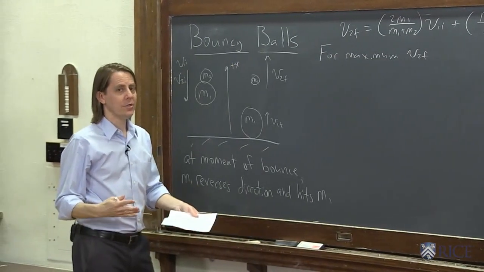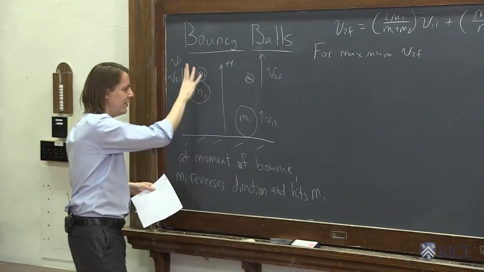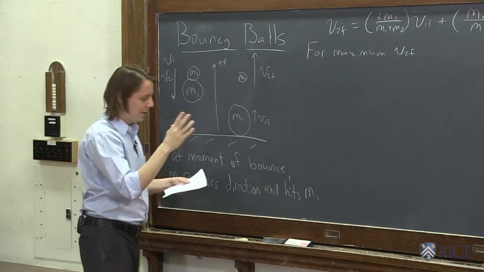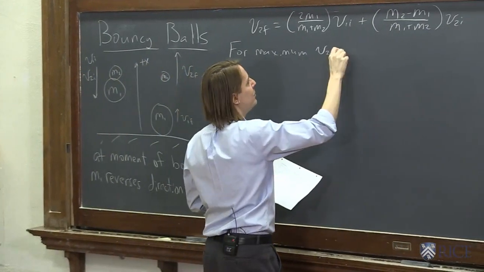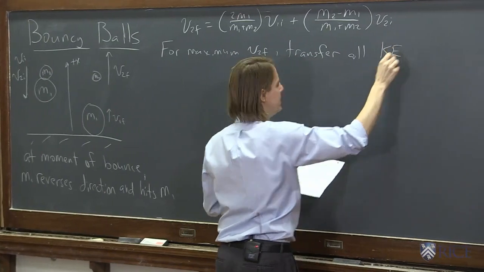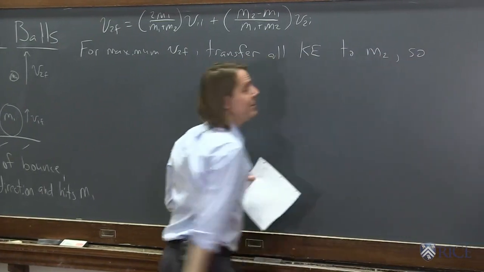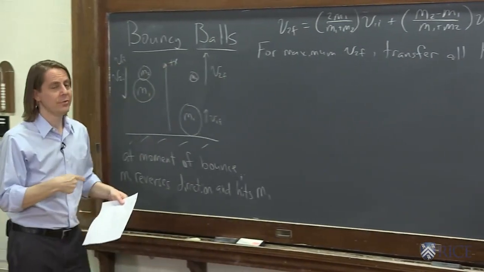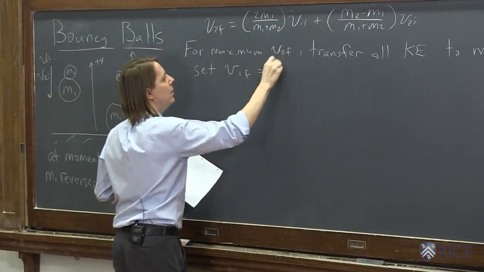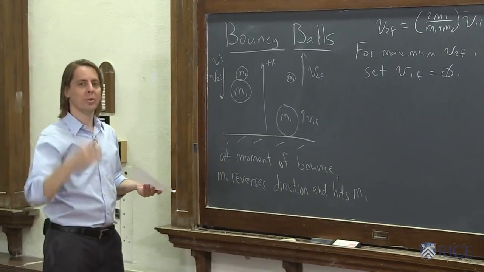Pretty much you want all the kinetic energy to go into this mass. Right? We have a finite amount of kinetic energy, however fast they're going when they hit. You want it all to go here. You want none of it to go here. Right? So for the maximum V2F, transfer all kinetic energy to M2. So what that means is make V1F 0. Right? So set V1F equal to 0. And that should give you some condition for when you get the maximum push on the small mass.